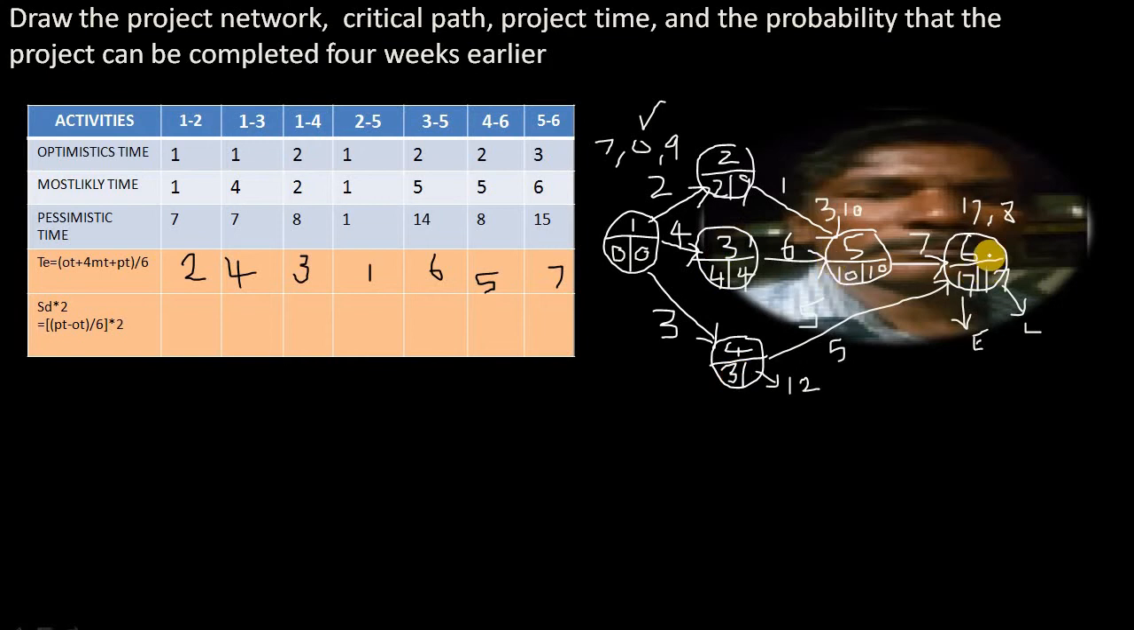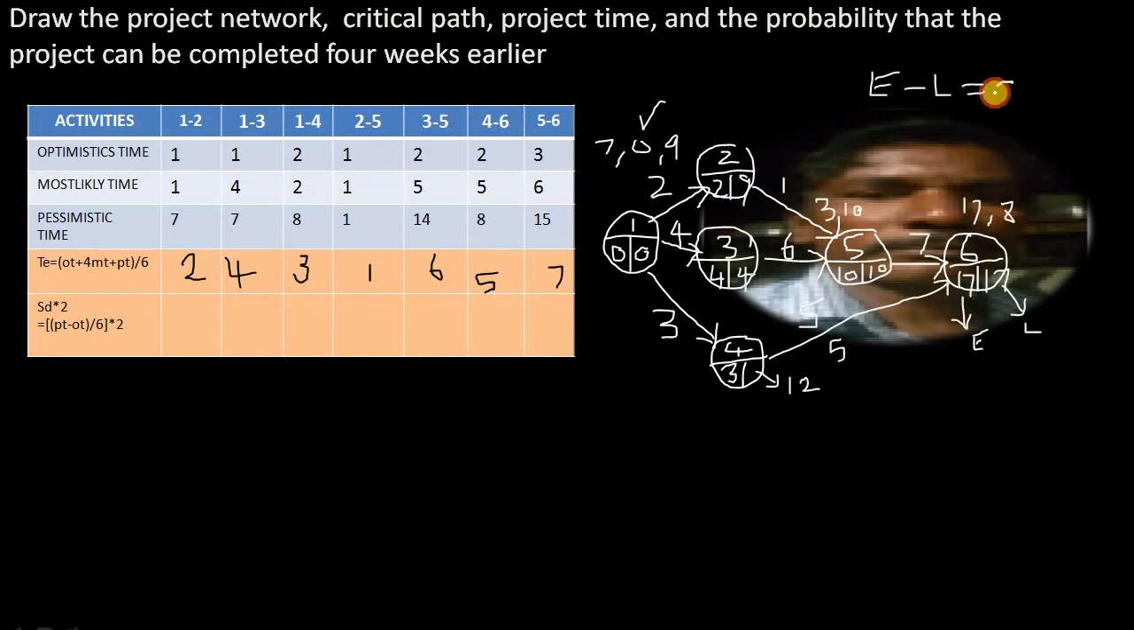Okay. Then afterwards we have to look at the earliest time and latest time, such that the difference between the earliest time and the latest time must be equal to 0. Such an event we have to give importance.